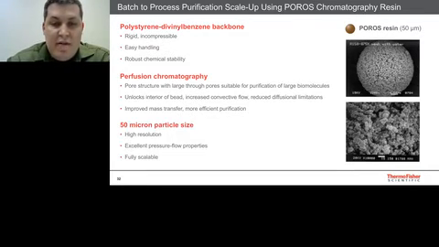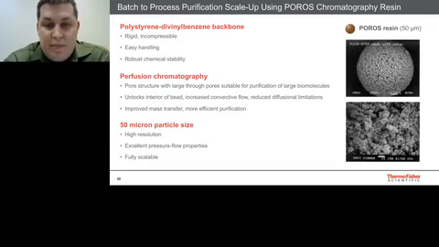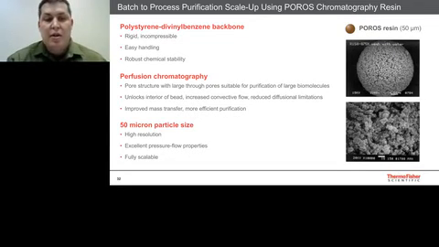Lastly, the beads have an average particle size of 50 microns. Most resins have an average particle size of 90 to 100 microns. Having a particle size that is roughly half the size of most other resins allows for superior resolution. In addition, POROS is fully scalable and possesses excellent pressure-flow properties. With POROS, performance is independent of both the scale and the flow rate of your operation, which makes it an ideal purification resin. But how does it compare to typical agarose beads?